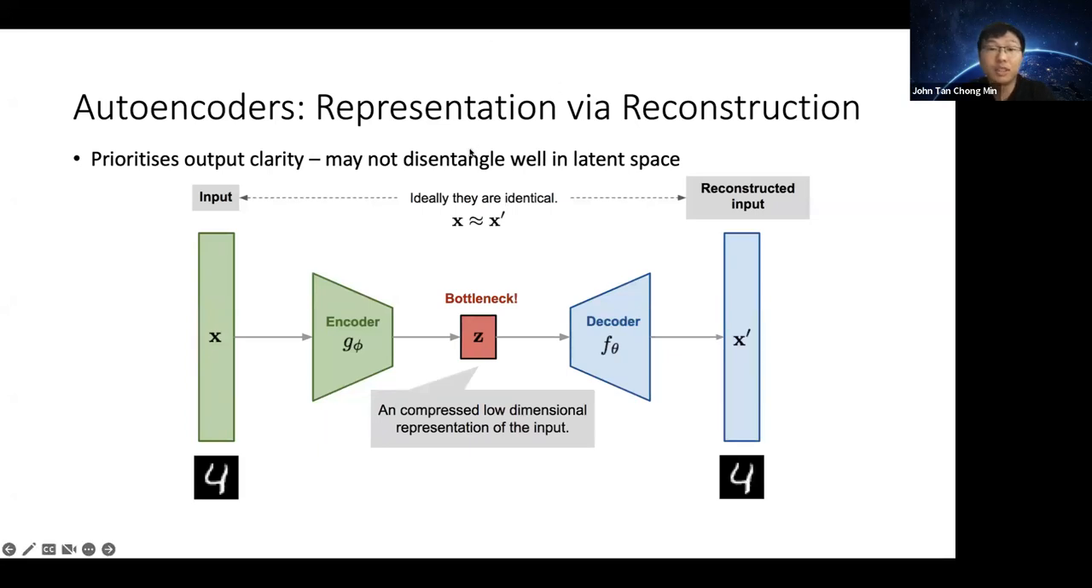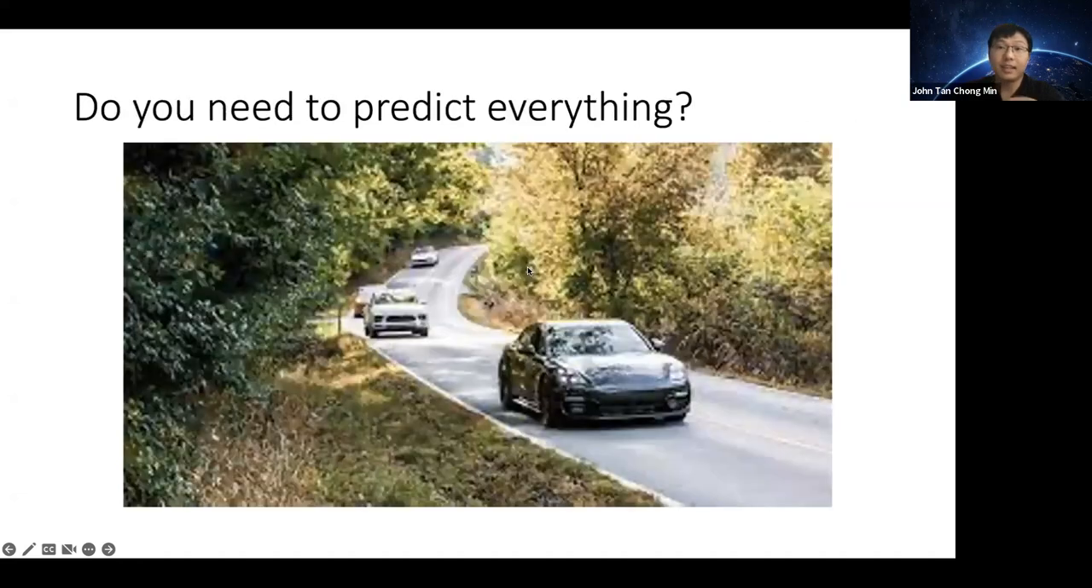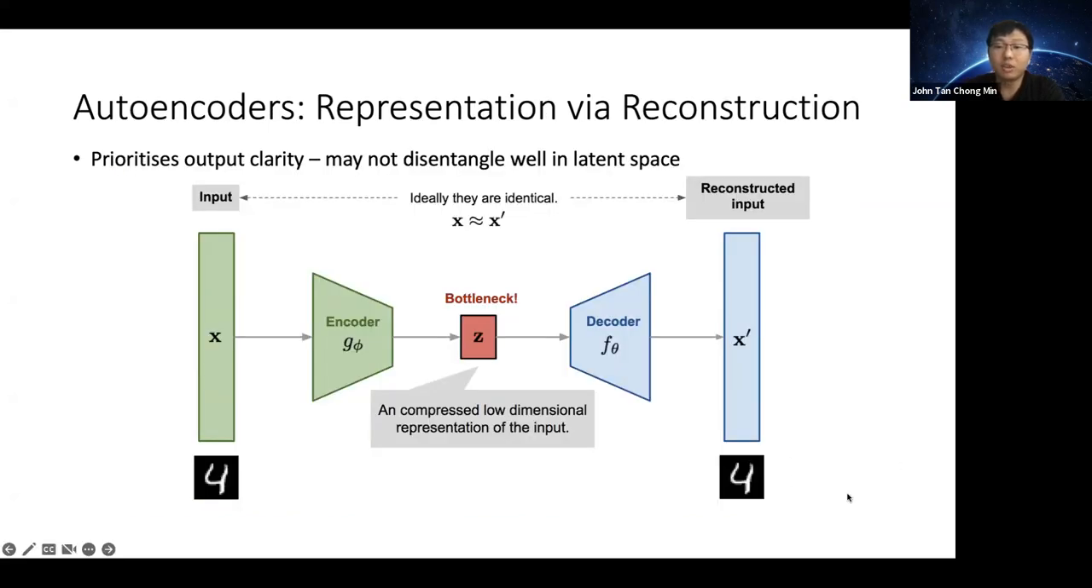Okay, so this is what I want to just highlight, that this is probably not the way to get your representation, all right? Next, we need to ask ourselves this question. When we want to predict the next state of the world, do we need to predict everything exactly, all right? So you see this autoencoder, you want to get everything of the next pixels exactly right, because you are doing pixel loss.